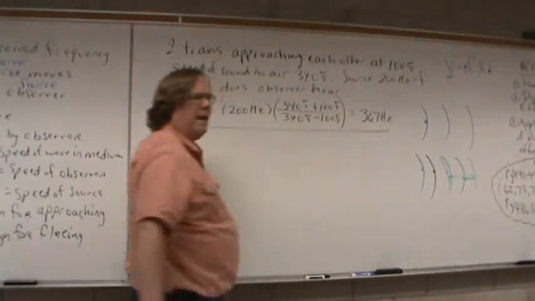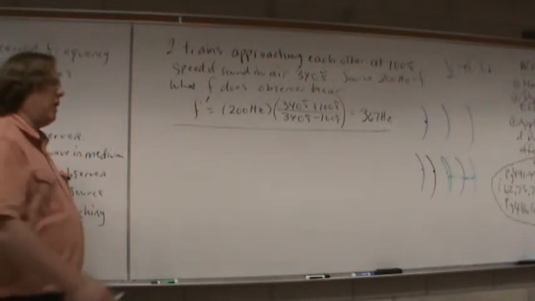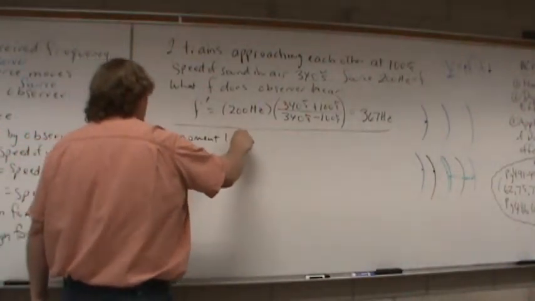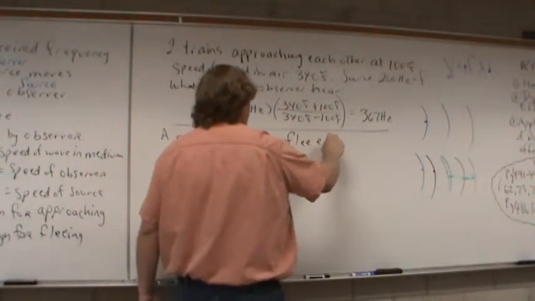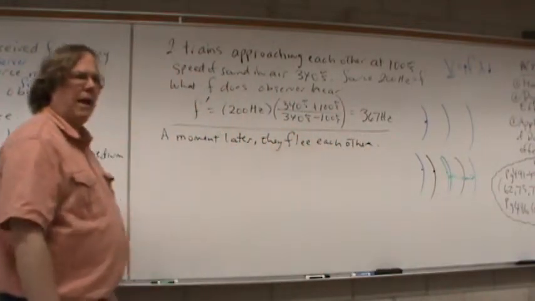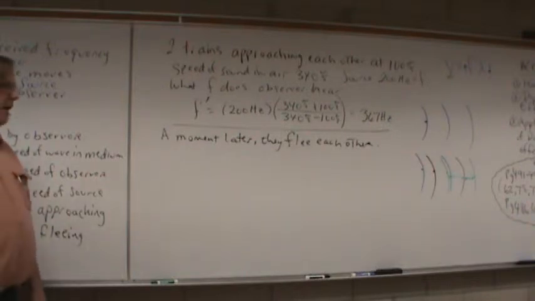A moment later, the trains pass each other, which means now they're fleeing each other. A moment later, they flee each other. I'd like you now to find what's the perceived frequency. What frequency am I hearing as the observer now that these two trains are fleeing each other rather than approaching each other? Please do that now.